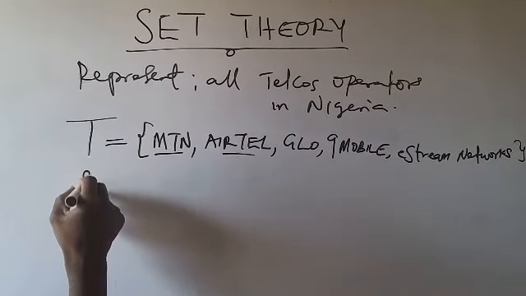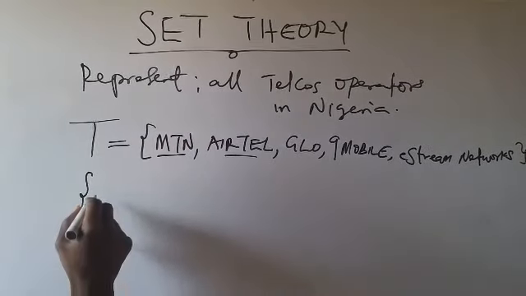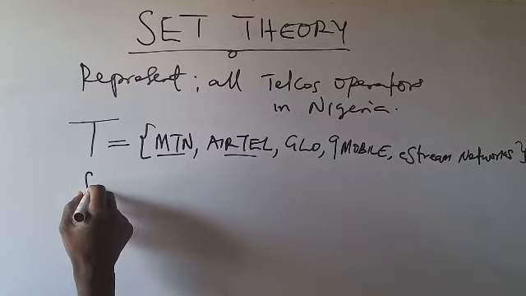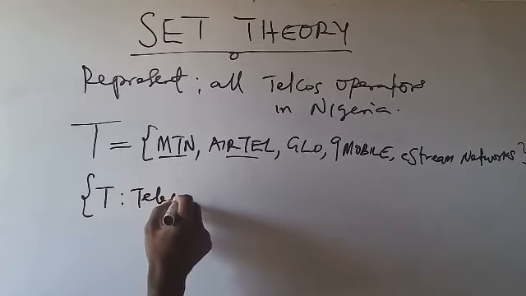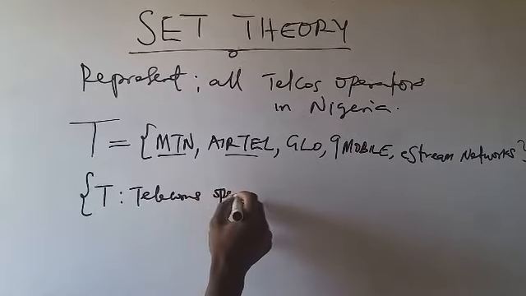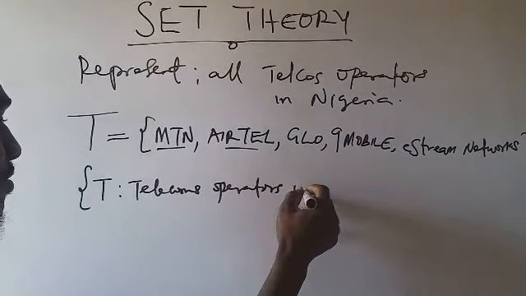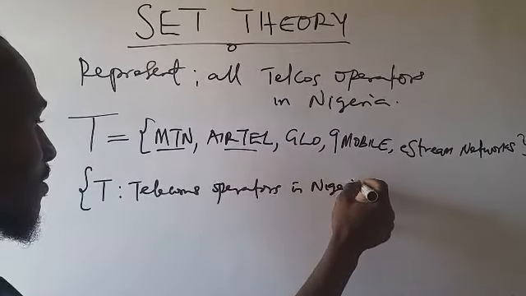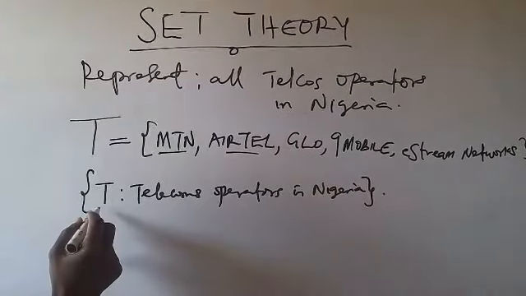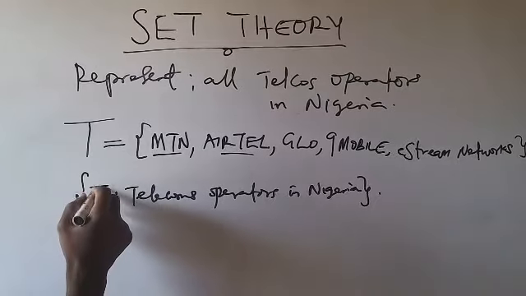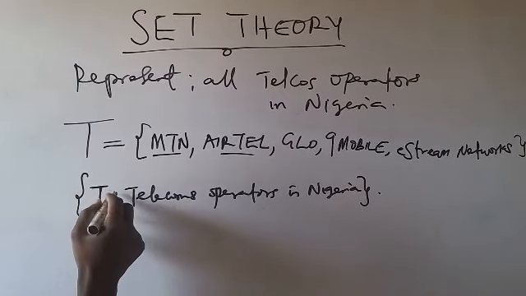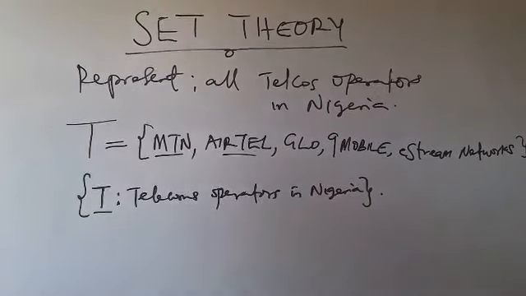Another way of representing a set is this. I might represent the same set like this: T, where T is telecoms operators in Nigeria. So this means the set of T, where T, this means where. So this is the set of T, the object, where T is telecoms operators in Nigeria.